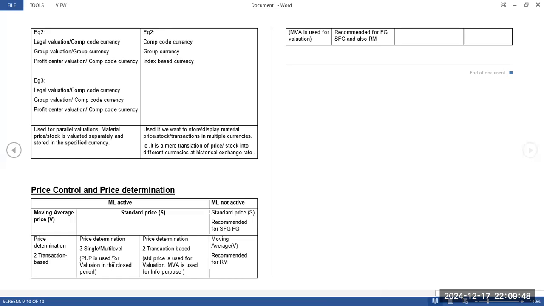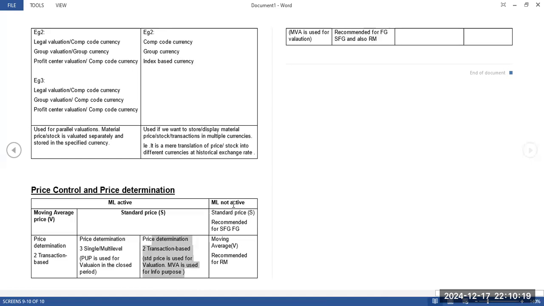Price determination is used for valuation in the closed period. When it is transaction-based, real-time standard price is used for valuation, and moving average is used for information purposes. When it is transaction-based, standard price is used. Usually the standard price is followed to keep it easy for valuations, and moving average is used for informational purposes.